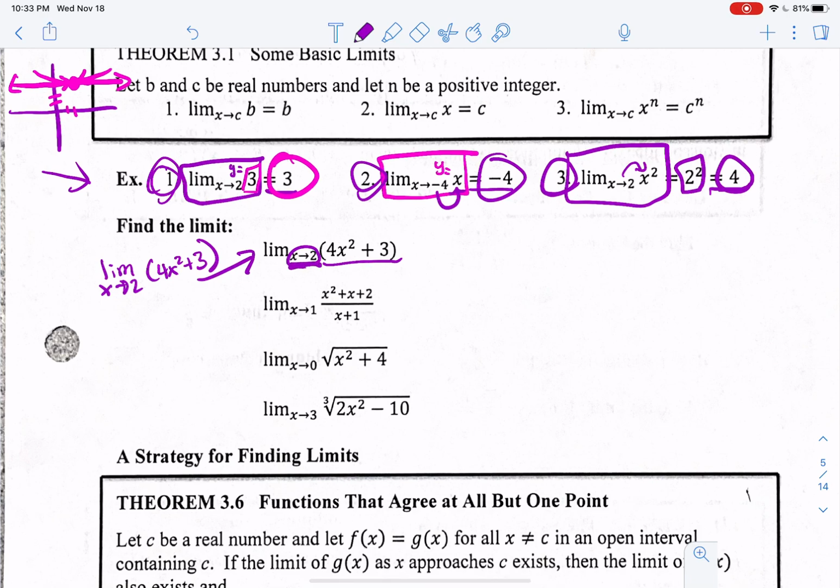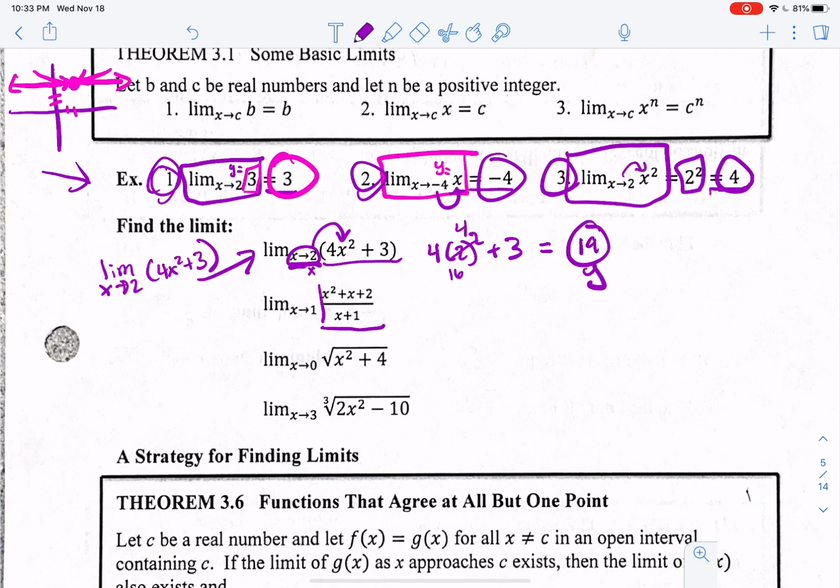As x goes to 2, I'm going to try to plug 2 in here. 4 times 2 squared plus 3. I'm not going to end up with any problems there because there's no division by 0 or negative inside of a square root or anything like that. 2 squared is 4. 4 times 4 is 16. 16 plus 3 is 19. The limit is 19. So this is basically saying if the x coordinate is 2, the y coordinate is 19. That's where it touches on the graph. Okay? This guy right here.